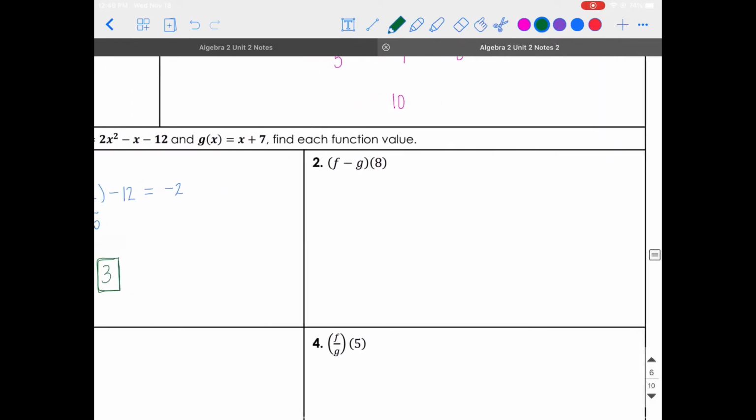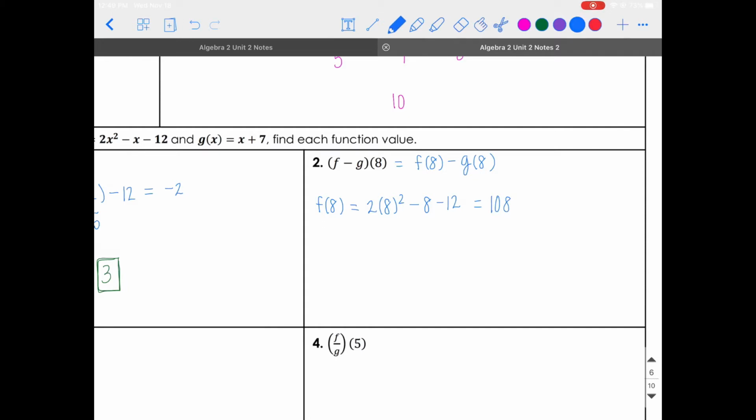Number 2, this is the other way that you'll see these problems written. That just means f of 8 minus g of 8. So I'm going to find f of 8 first. I didn't need that last parenthesis. And we get 108.